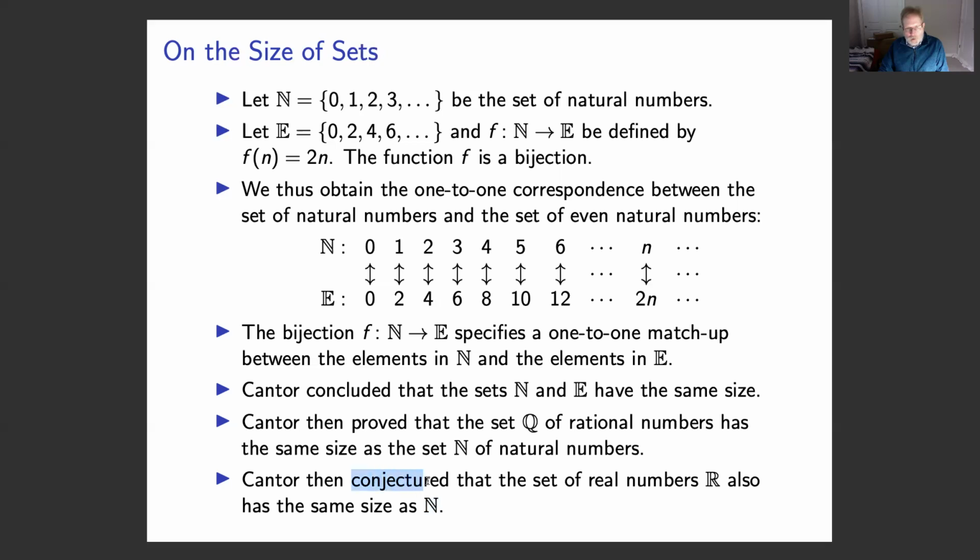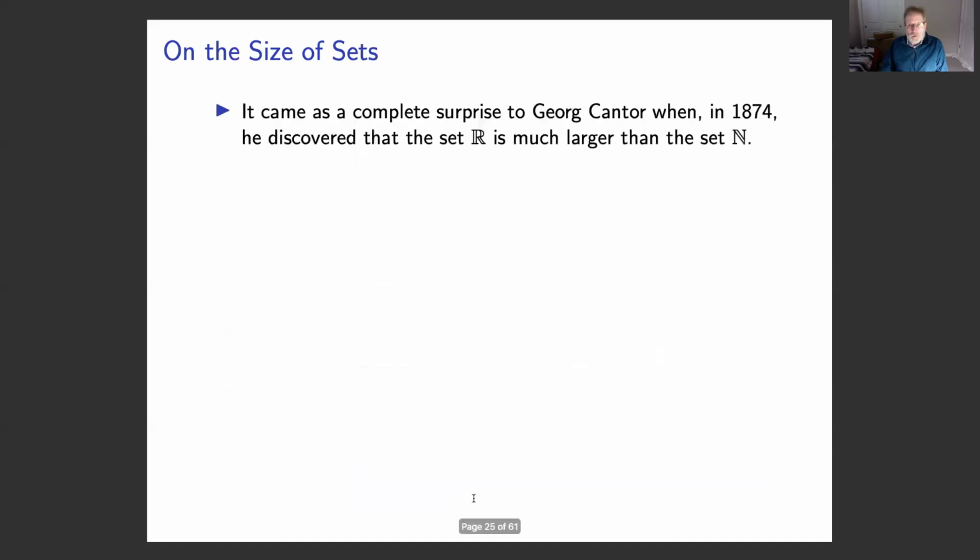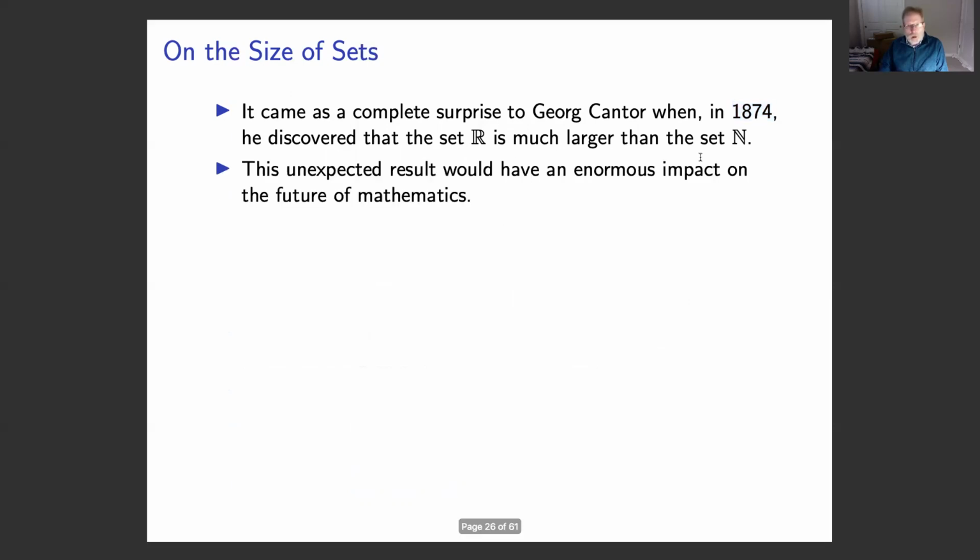So he conjectured that because it seemed obvious. Now in mathematics, of course, just because something seems obvious doesn't mean it really is obvious. In fact, it may be false. It came as a complete surprise to Georg Cantor when in literally the year 1874, he discovered that the set of real numbers is much larger than the set of natural numbers. This unexpected result would have an enormous impact on the future of mathematics.